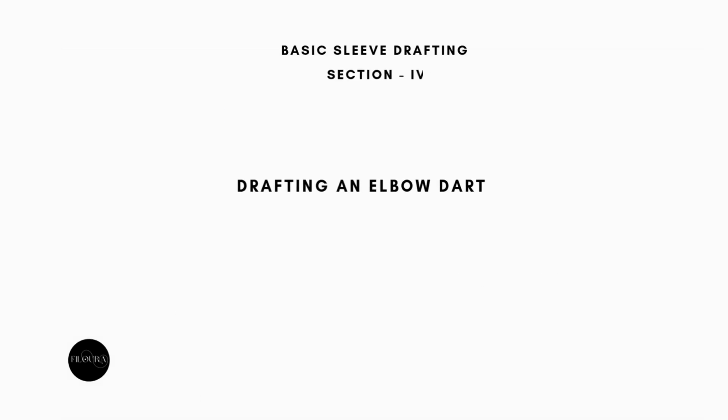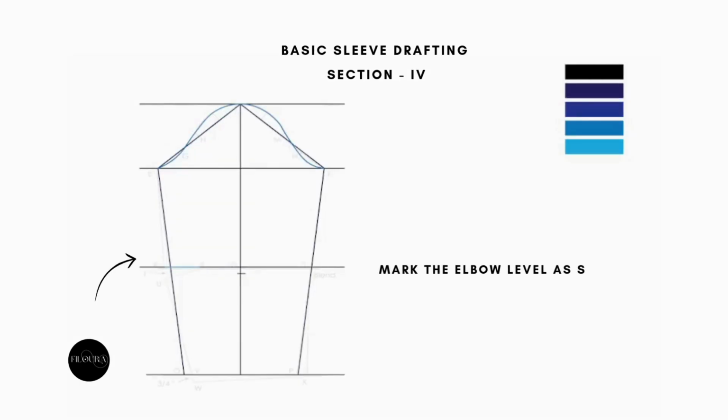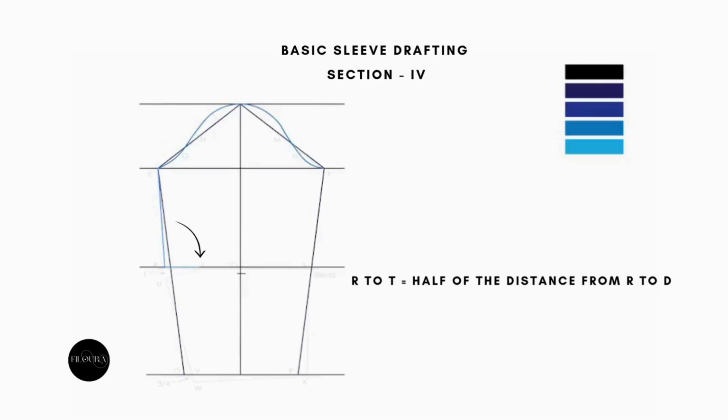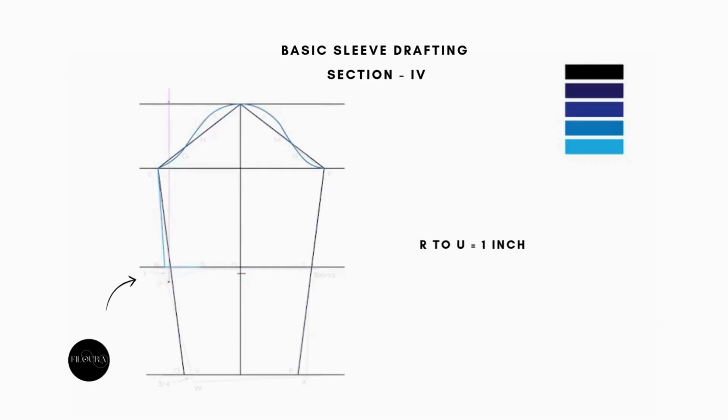Section 4, drafting an elbow dart. Mark the elbow level as S. Extend the line at R by 1/4 inch. Now join E to R. Let's construct the elbow dart. R to T is half of the distance from R to D. R to U is 1 inch. T to U is equal to the measurement from R to T.